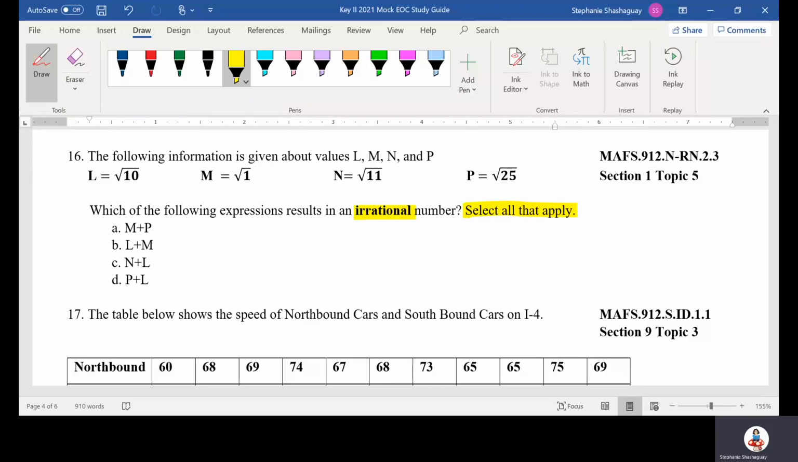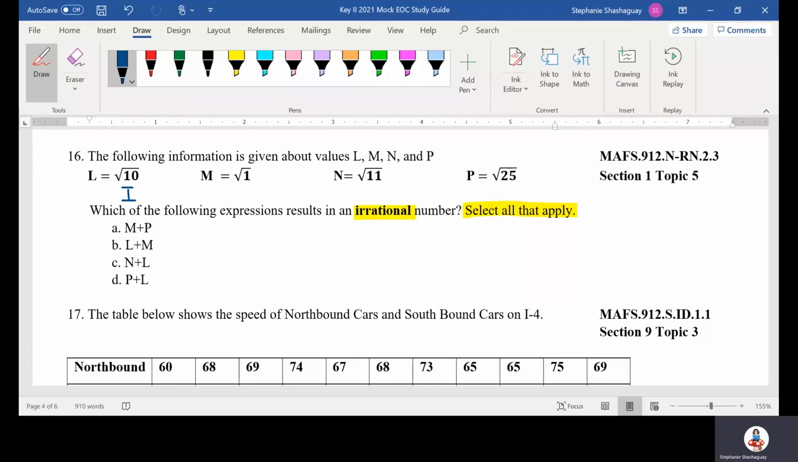And if you have been in my class all year, you remember us talking about when you add irrational numbers, or when you multiply irrational times irrational, and all those types of rules. So this is what they're asking about in this particular problem. So what we're going to do is first look at L, the square root of 10. Well, the square root of 10 is an irrational number because it is not a perfect square.